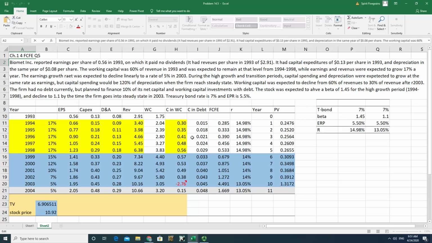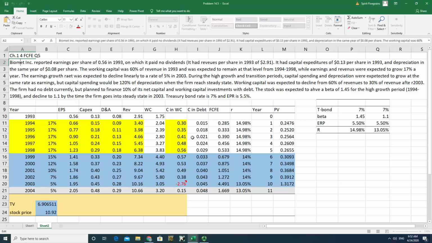Biomed Inc. reported earnings per share of 56 cents in 1993. It had to pay no dividends. The revenue per share in 1993 was $2.91. It had a capital expenditure of 13 cents per share. In that year, depreciation was 80 cents per share. Working capital was 60% of revenue in 1993.